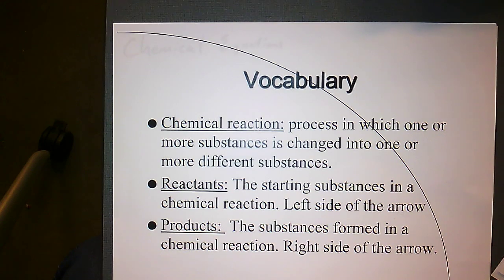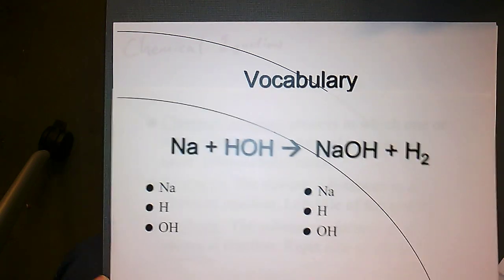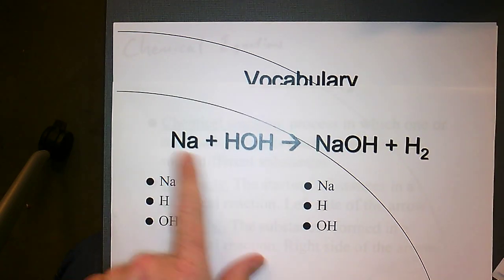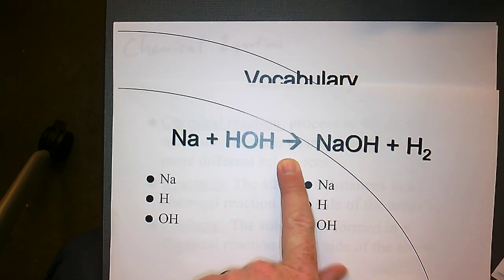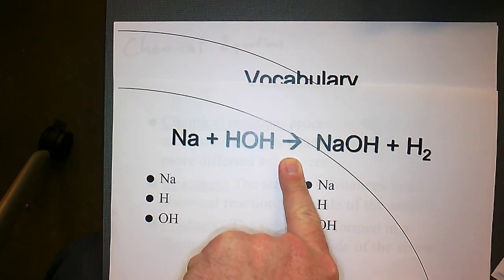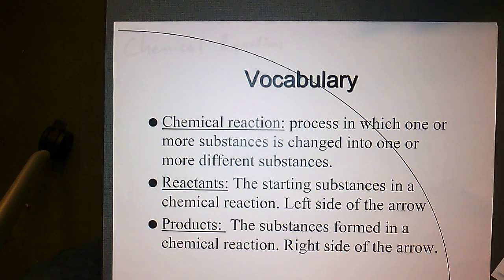Let me show you, I'll just throw it up here real quick. All right, so like this, okay? This would be my reactant, this would be my product, that is my arrow. The arrow is called a yield sign. We'll talk about that more. It does not mean equals. We'll talk about that a little bit more here in a second.